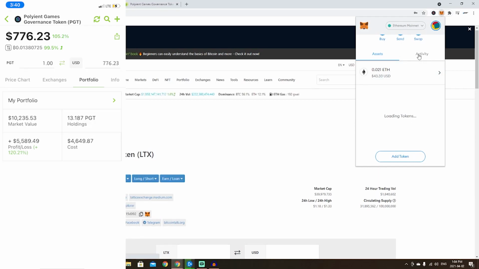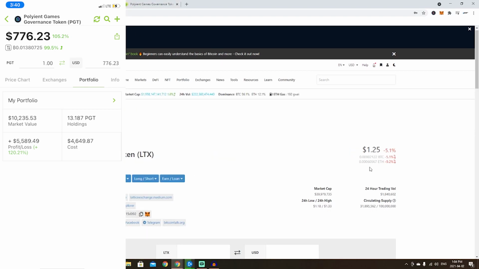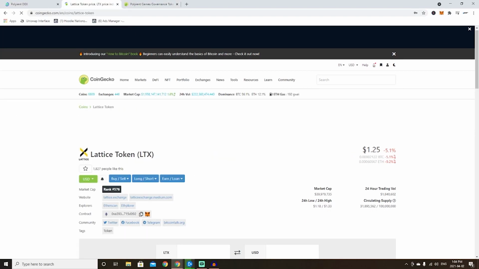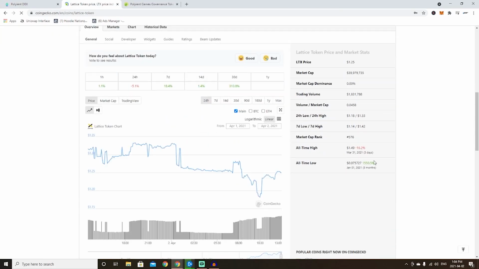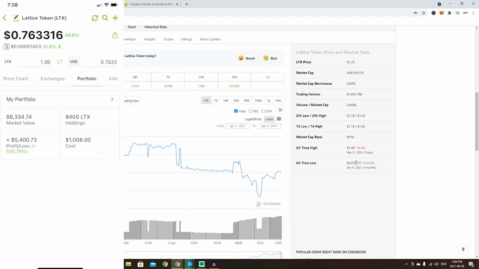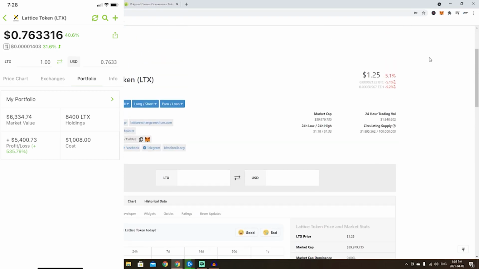I brought up the Polygon Games governance token because this is what I invested in as well after Lattice. Now the price, as you can see, is $1.25. As you can see, the lowest is 0.07 cents, so that's basically when they first came out. I got in at 10 cents, a little over 11, 12 cents, and I got out around a 6, 7x. I got out probably around 60, 65 cents. So I made about 6x my money, almost 7x.